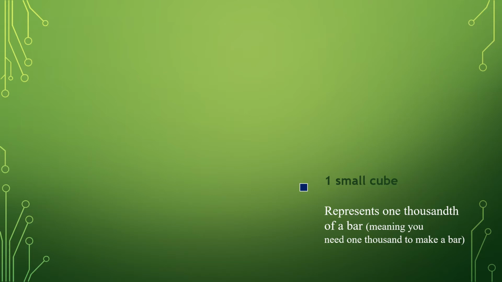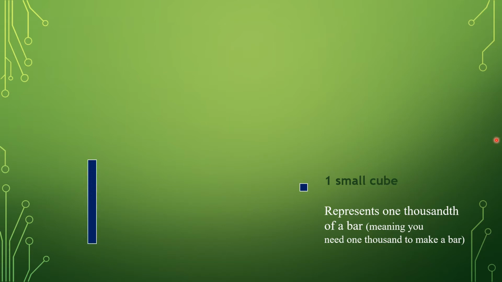So we will take this as one small cube, and what will it represent? It will represent 1,000th of a bar. Bar we are going to discuss later on, meaning you need 1,000 of these to make a bar. When you combine 1,000 small cubes like this, then it becomes a bar. But before coming to bar we have other things also. So let us take the next thing.